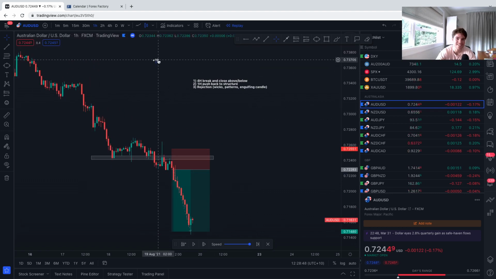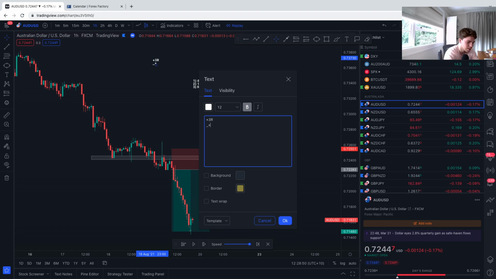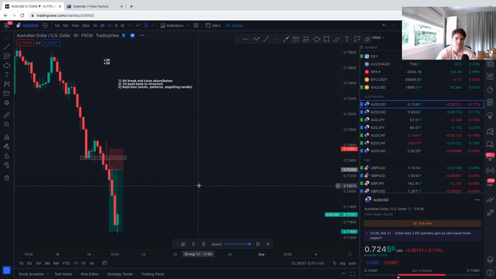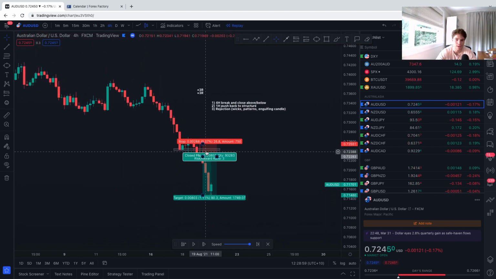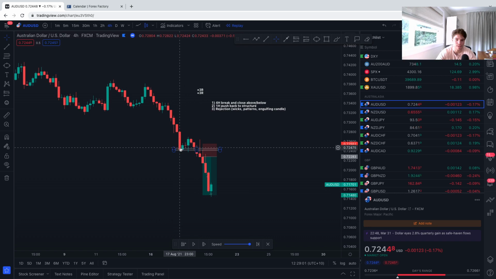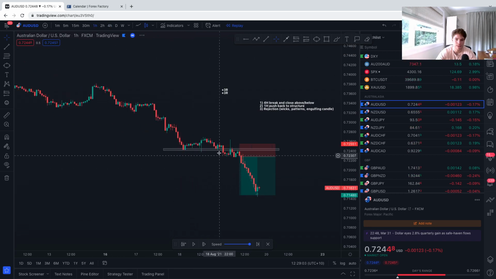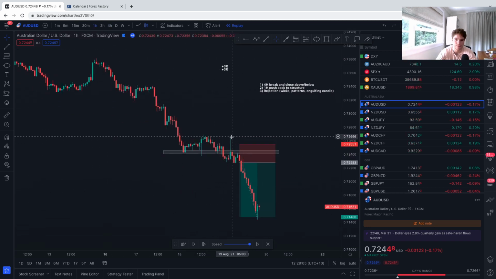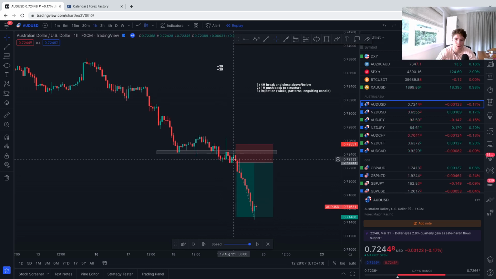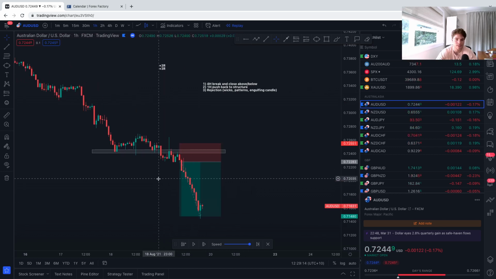Wow. Good start. Great start. Plus 3R. Wow, what a start. Very simple. Break below, close below the previous low. We flip to our 1 hour. You can see that wick on the 4H create a rejection, double top, and that's that rejection. Wicks, patterns, engulfing candle. Simple as that. Okay, rinse and repeat.